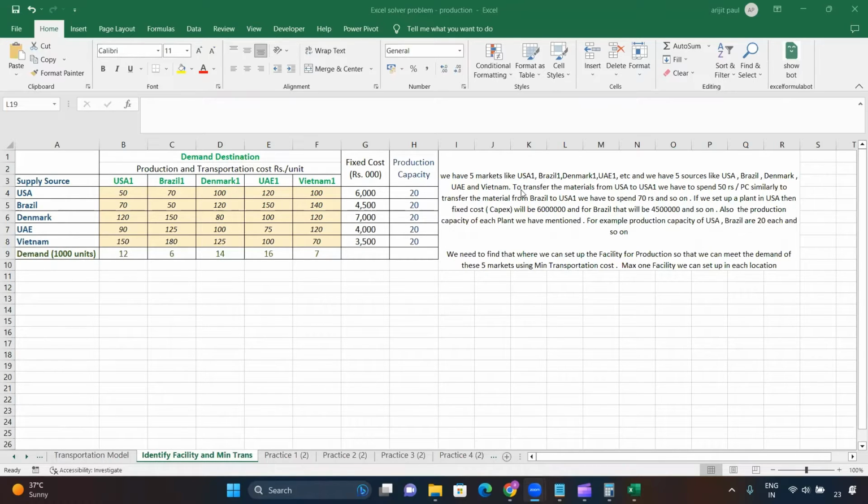Okay. To transfer the materials from USA to USA market, we have to spend 50 rupees per piece. So to transfer a material made in USA to the USA market, on an average, we have to spend around 50 rupees per piece. Similarly, to transfer a piece of material made in Brazil to the USA market, we have to spend around 70 rupees per piece.